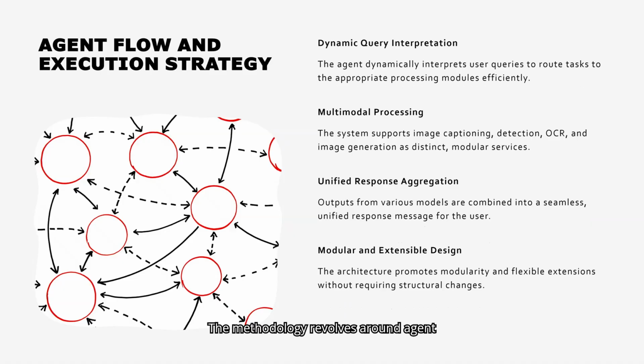The methodology revolves around agent-based orchestration. When a user sends a query, the LLM reads it and determines what the user wants. There is no manual routing. The agent itself chooses the correct tool. For example, if the user asks to describe this image, the agent triggers the captioning tool. If the user asks what objects do you see, the detection tool is triggered. For a request like extract the text, the OCR tool runs. This dynamic routing makes the chatbot intelligent rather than rule-based, and it allows easy addition of new capabilities in the future.